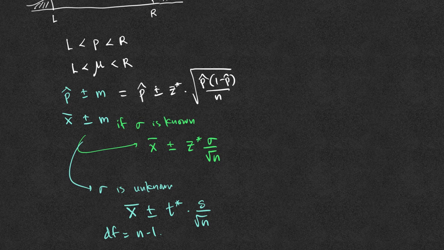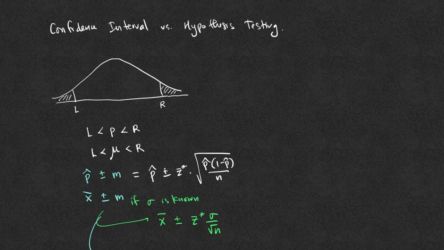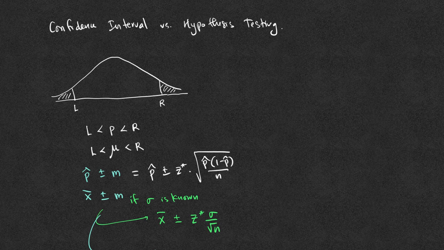What the confidence interval is telling us is that we are 95%, 97%, or some percentage confident that the true unknown parameter is within the two numbers. Anything that is within these two numbers is considered usual. Anything that is outside is considered unusual.